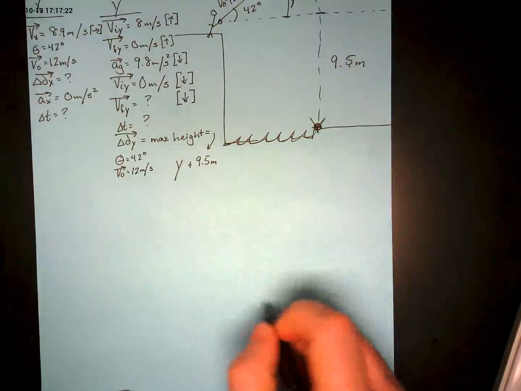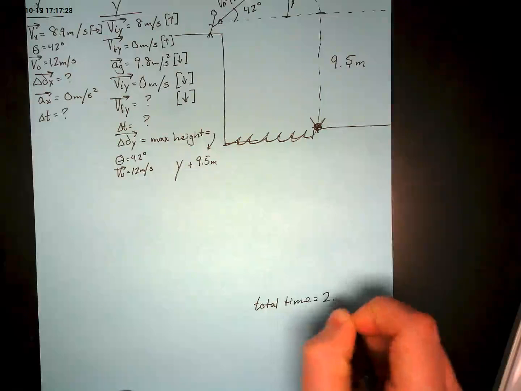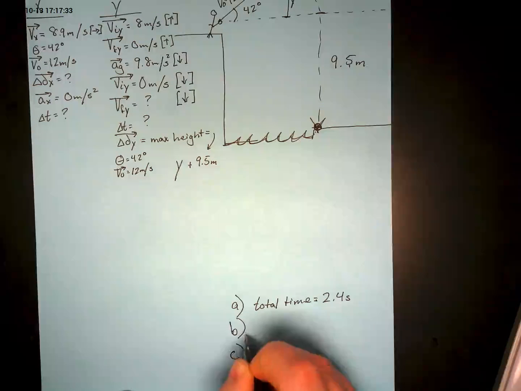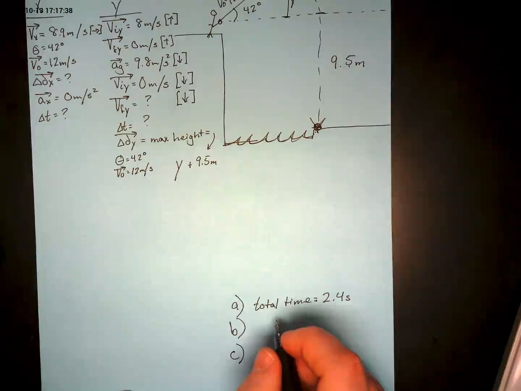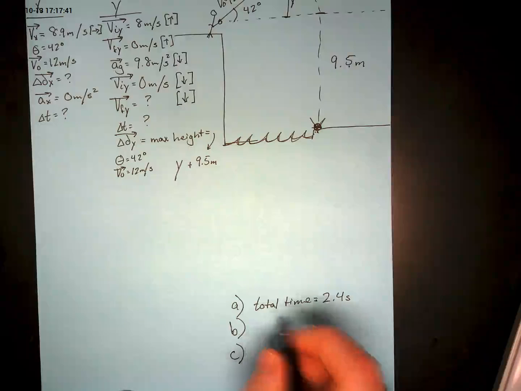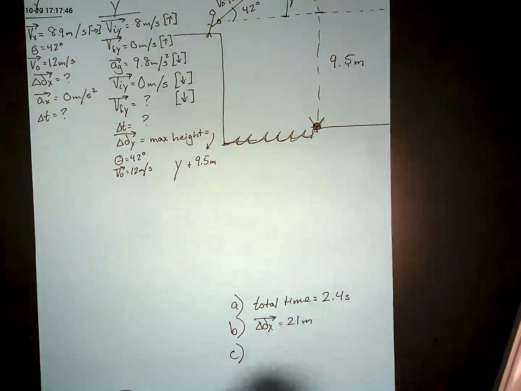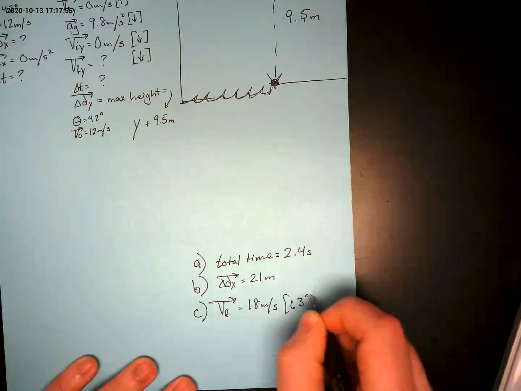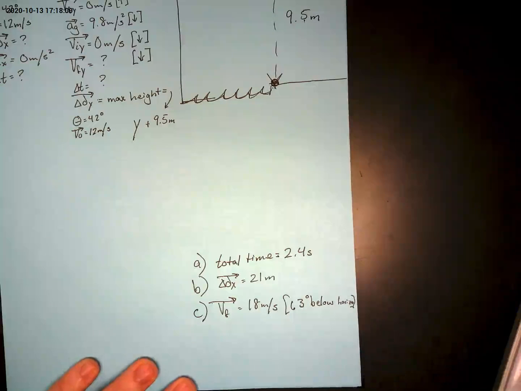So you should solve for your total time. Total time of flight should be 2.4 seconds. And that one is for A. B, let's see, where is it? It's the width of the moat. Width of the moat should be 21 meters. And then your final velocity should be 18 meters per second, 63 degrees below horizon. And those are the answers you should get.